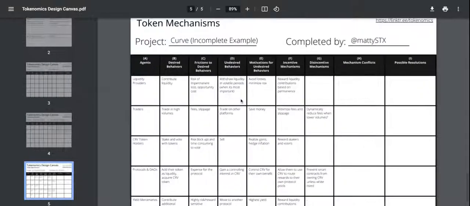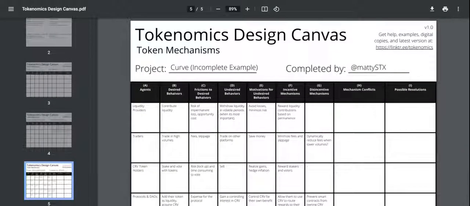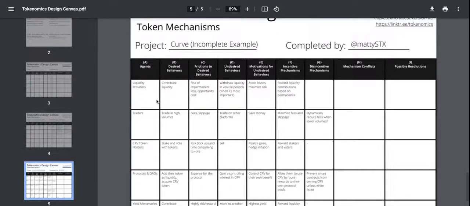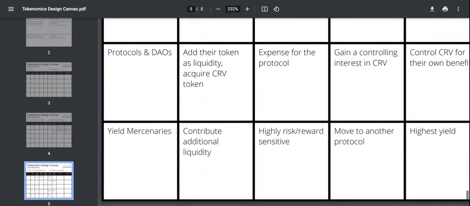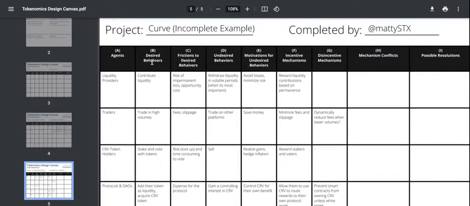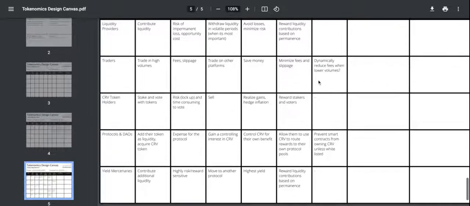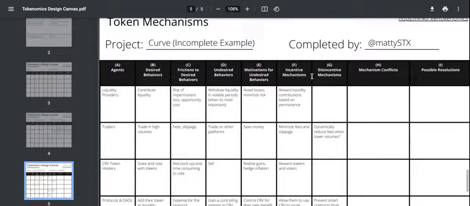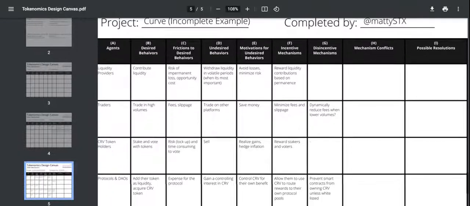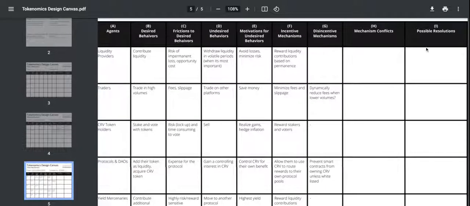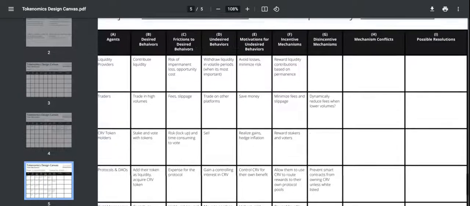Here is a much more in-depth example that I've purposely left incomplete so that you can take a stab at doing it, which is based on Curve, the CRV token. It's got 5 different agents: liquidity providers, traders, CRV token holders, protocols and DAOs, and yield mercenaries. And I've already filled out all the desired behaviors, frictions, undesired behaviors, motivations, incentive mechanisms, and disincentive mechanisms. Feel free to update these or add your own. I basically added for the most part what Curve currently has. And you can think through what are the conflicts that arise in Curve's tokenomics, and what are possible resolutions that the protocol might consider to improve.